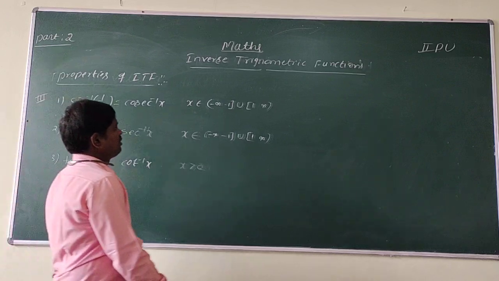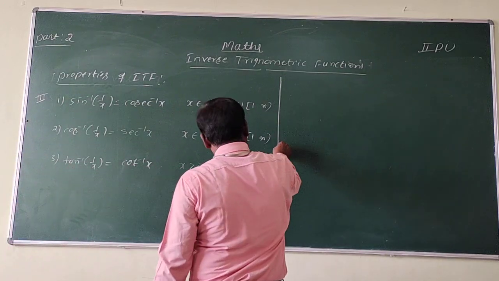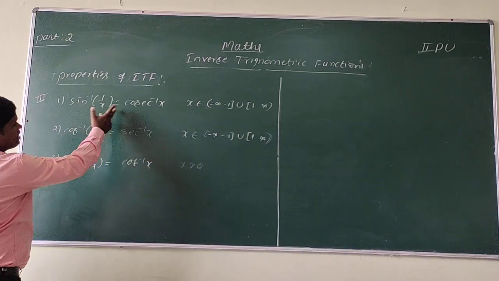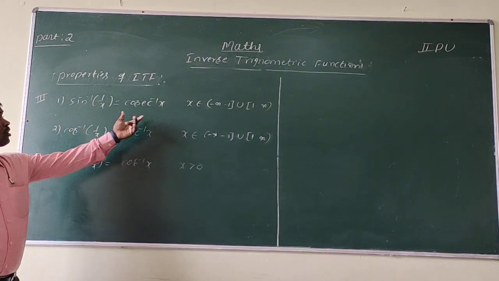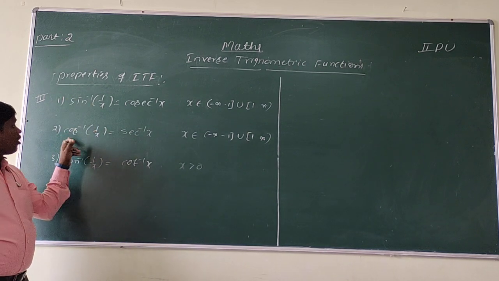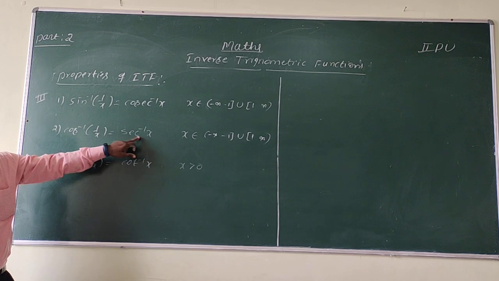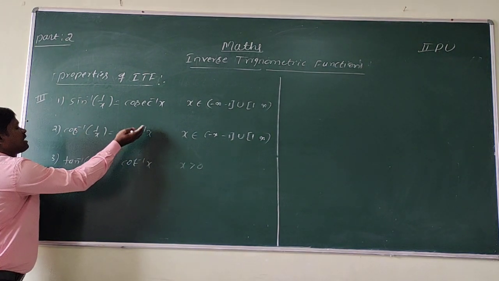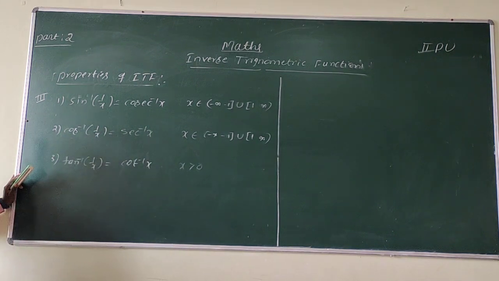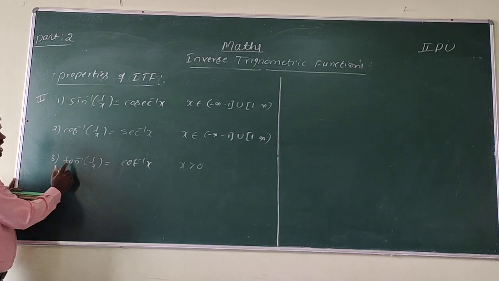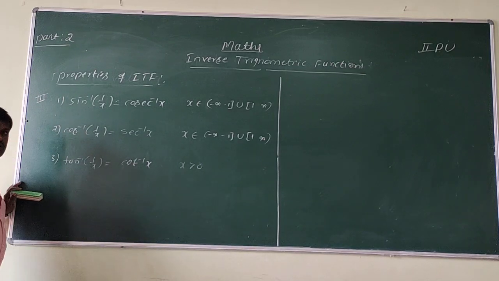So see here, an important formula: sin inverse of 1 by x can be written as cosecant inverse of x, or cosecant inverse of x can be written as sin inverse of 1 by x. Similarly, cos inverse of 1 by x can be written as secant inverse of x, and secant inverse of x can be written as cos inverse of 1 by x, if the value of x lies between these intervals. Similarly, tan inverse of 1 by x is cot inverse of x, or cot inverse of x is equal to tan inverse of 1 by x.